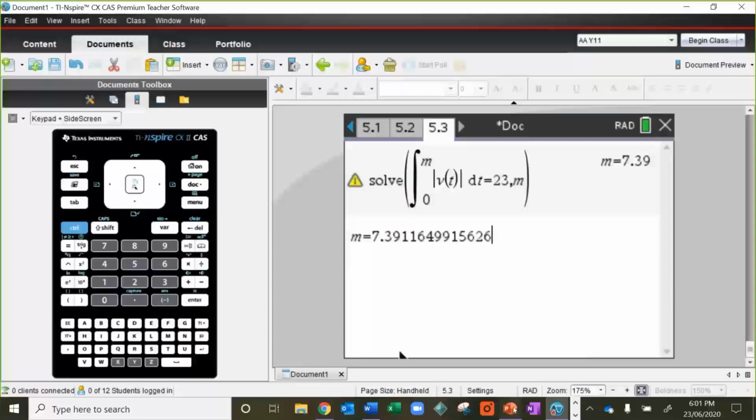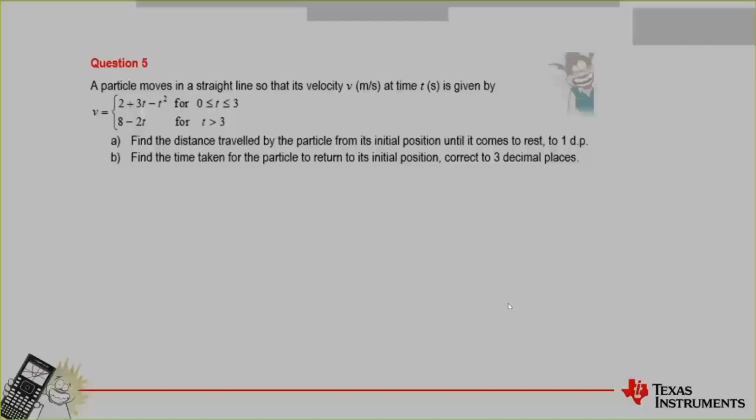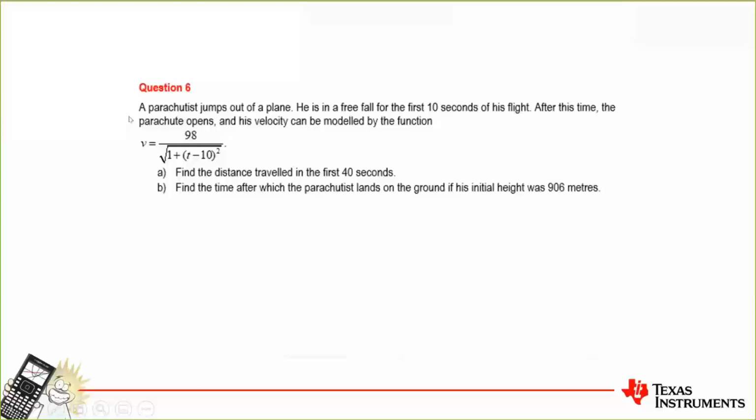Nearly finished. A very last question is the question about the parachutist who jumps out of a plane and he's in a free fall for the first 10 seconds. After this time, the parachute opens and the velocity can be modeled by this function. Find the distance traveled in the first 40 seconds and the time after which the parachutist lands on the ground if he actually jumps from an original height of 906 meters.